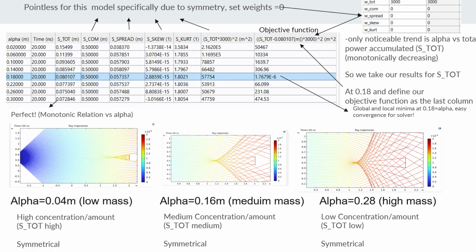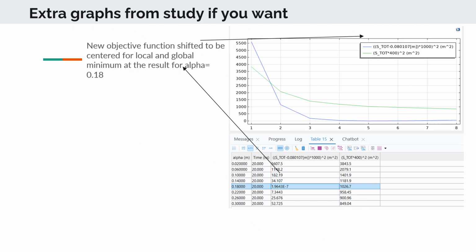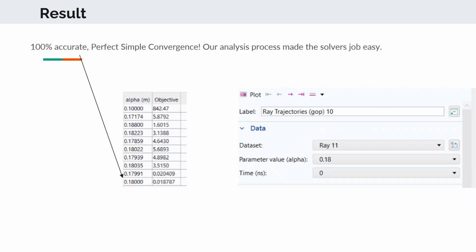So what we do is we just set all the other variables to 0 since they don't really give us any information. And then we run our solver, and guess what? We get perfect convergence because the minimum of our results is going to be the local minimum as well. As you can see from this graph here, the minimum here is literally where our result is. And yeah, you see 100% convergence. We literally did COMSOL's job for it.